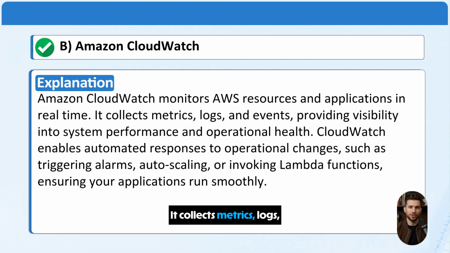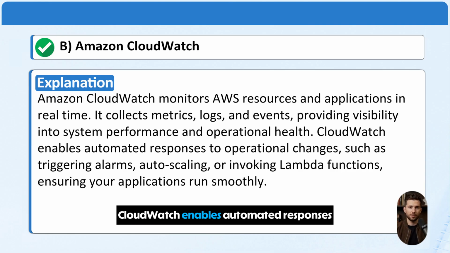Explanation. Amazon CloudWatch monitors AWS resources and applications in real time. It collects metrics, logs, and events, providing visibility into system performance and operational health. CloudWatch enables automated responses to operational changes, such as triggering alarms, auto-scaling, or invoking Lambda functions, ensuring your applications run smoothly.